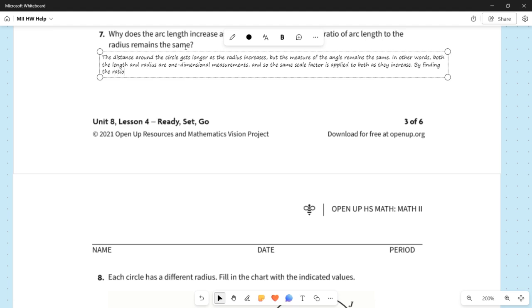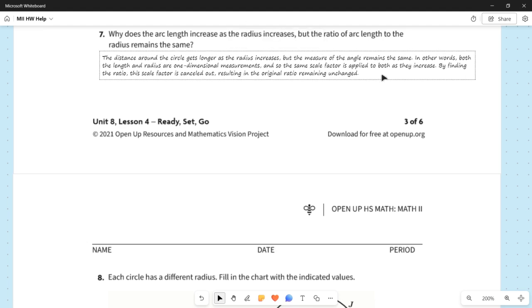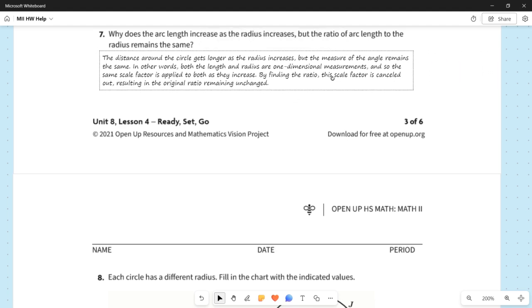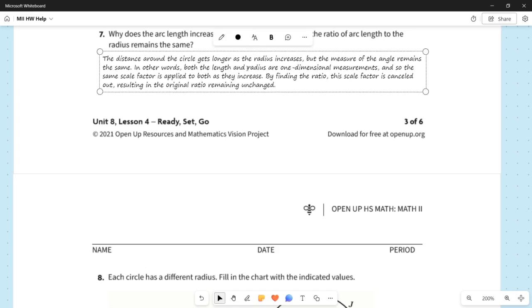By finding the ratio, this scale factor is canceled out, resulting in the original ratio remaining unchanged. Again, I don't think that you need to say all of that necessarily, but as long as you can understand why our ratio is not changing despite the size of the circle changing, you should be in a good spot. So that is our answer for number 7.